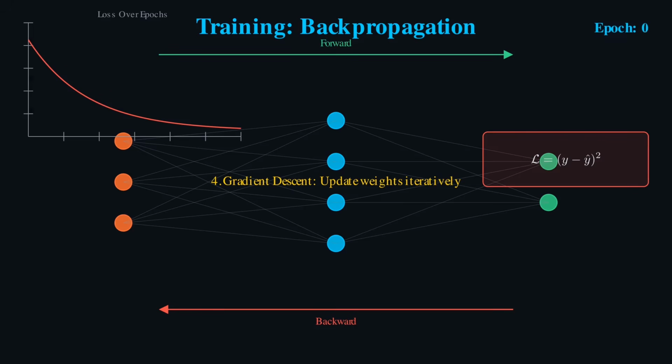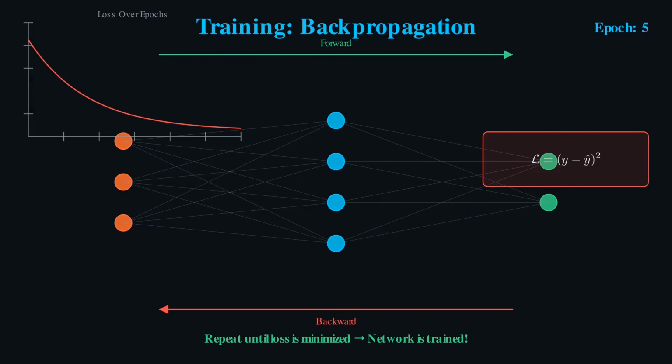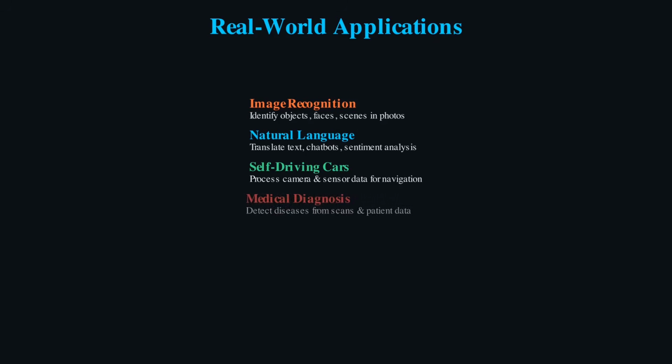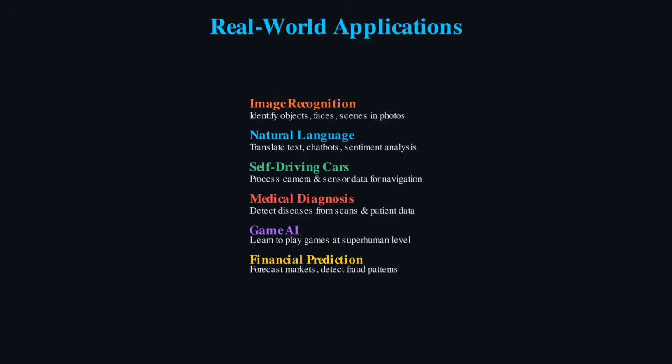Learning itself happens through a process called backpropagation. First, forward, make a prediction. Then measure exactly how wrong it was using a loss function. Then backward, nudge every weight slightly in the right direction and repeat the whole cycle. The loss slowly drops with each iteration, and the network gradually gets smarter.